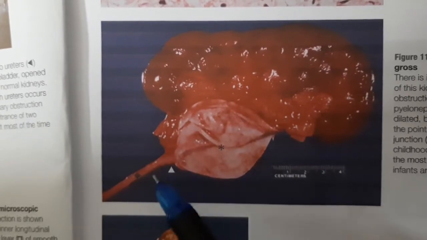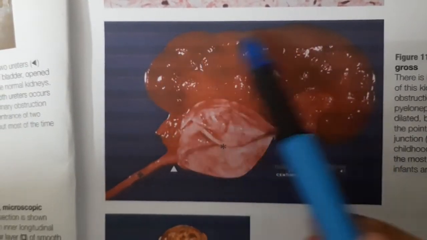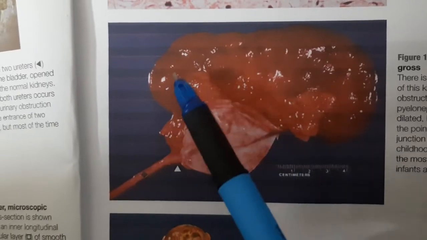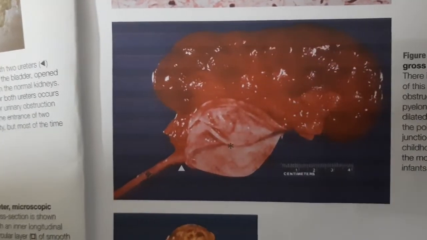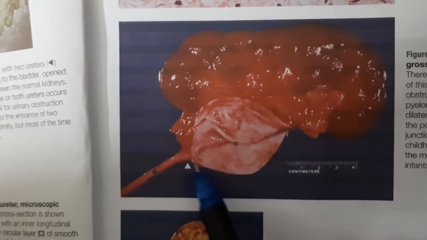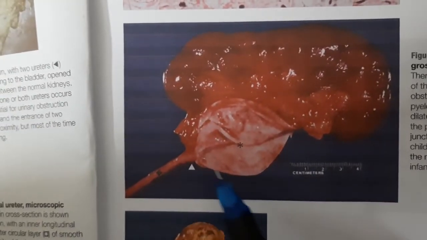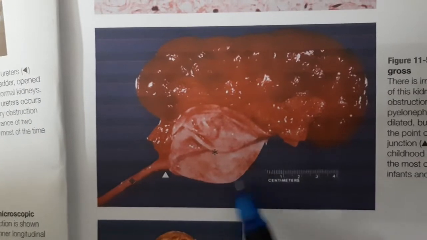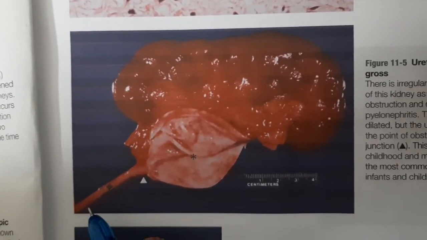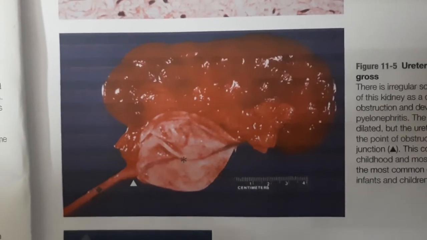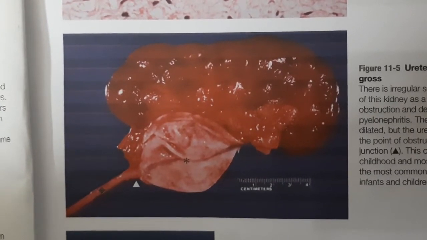And you can see here in the cortex the presence of irregular scarring, which you can see in the cortex of the kidney. And if you see, this renal pelvis is dilated a lot. So a dilated renal pelvis is seen. And the ureter is almost normal. There is no dilatation of the ureter.